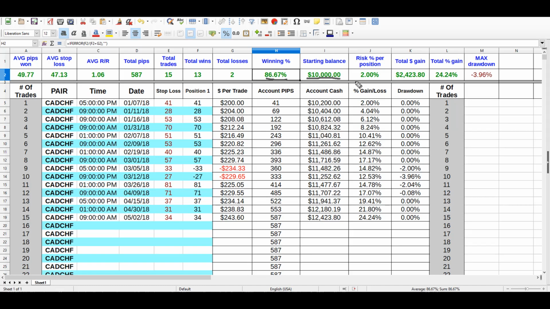Based on a $10,000 account and risking 2%, that is a $2,423 gain, or 24.24%, with a 3.96% max drawdown. So that's the information we've been able to record in the spreadsheet based on our backtesting results for the year of 2018 up through May, which is the current month we're in.